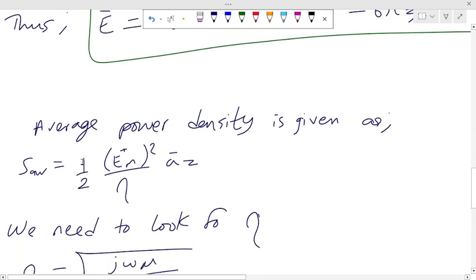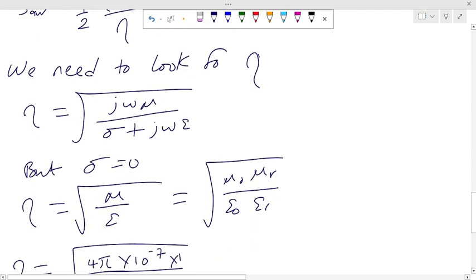Then the next thing is the average power. Average power density is given as half of the forward traveling wave electric field squared divided by the intrinsic impedance. We already have the electric field as 100, but we do not have the intrinsic impedance. But we can calculate it. Since sigma, the conductivity, is 0, everything is simplified or reduced to just this expression.